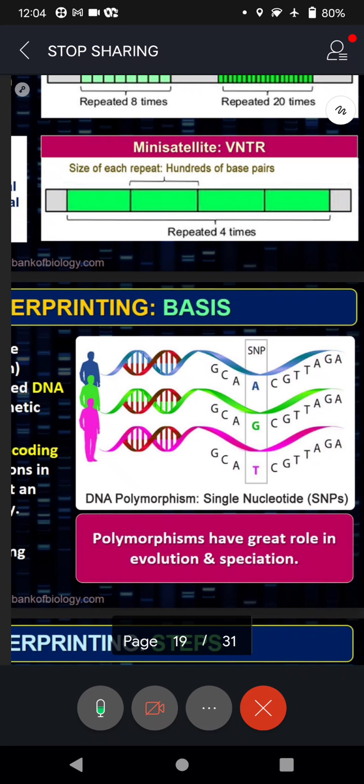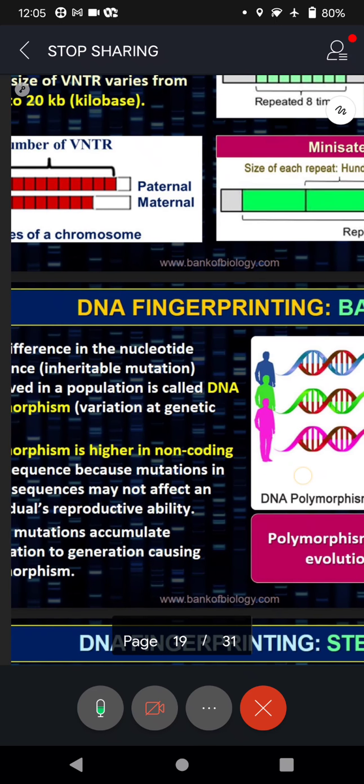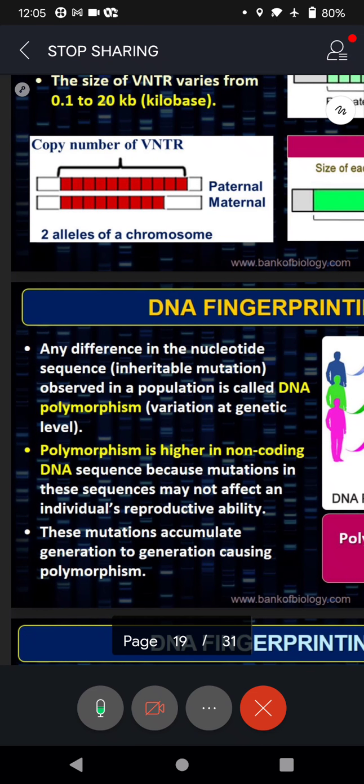That is of course based on the presence of one nitrogen base within the same DNA, right? So any difference in the nucleotide sequence, which is an inheritable mutation, observed in a population is called DNA polymorphism. It's a variation at genetic level. So polymorphism is higher in non-coding DNA sequences because mutations in these sequences may not affect an individual's reproductive ability. These mutations accumulate generation after generation, causing polymorphism.